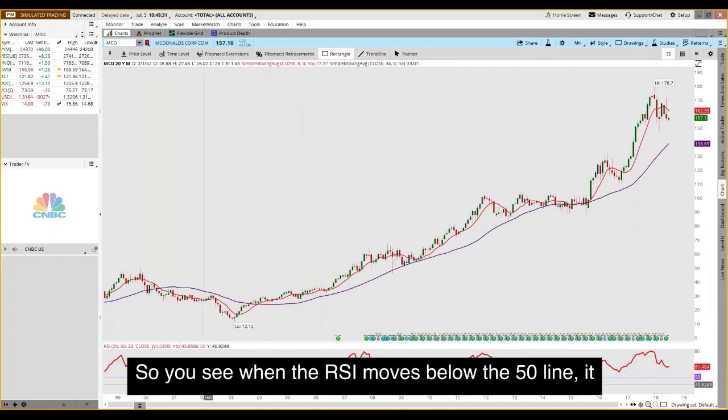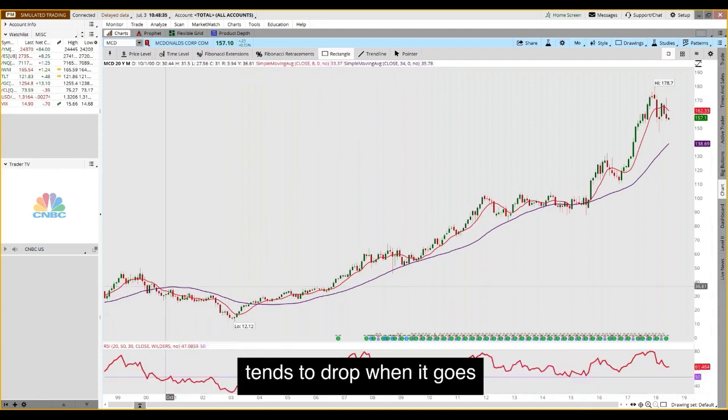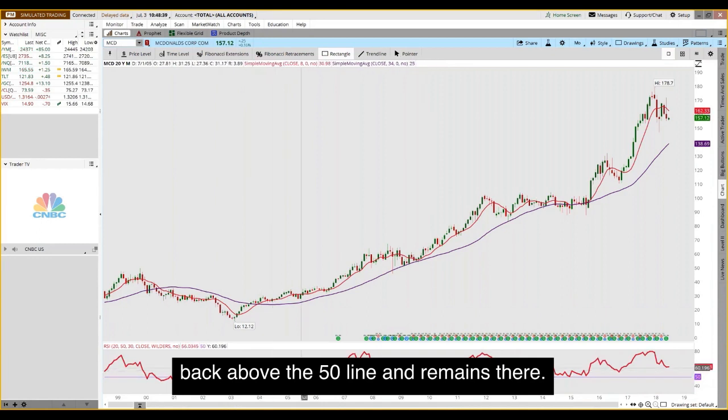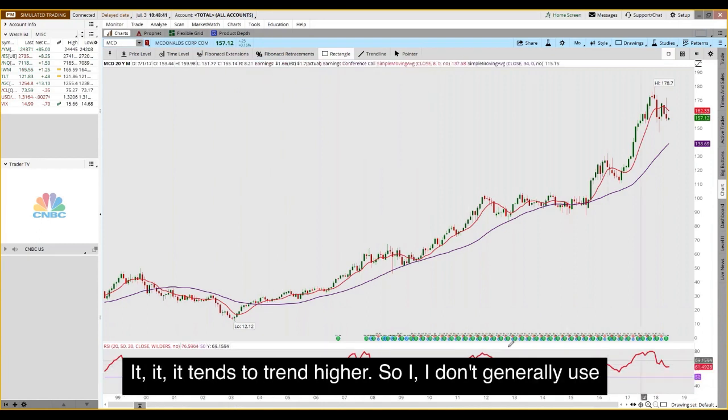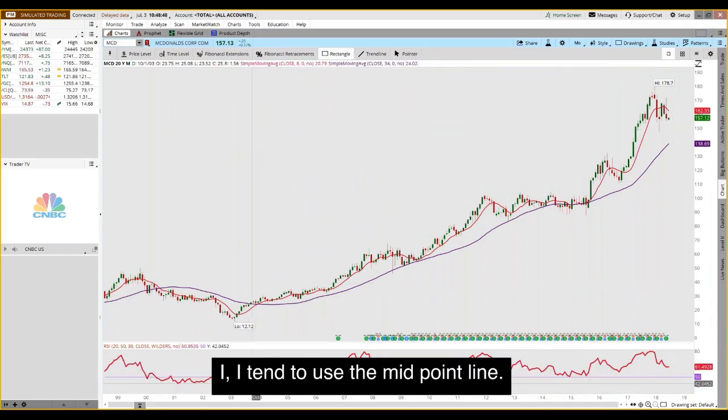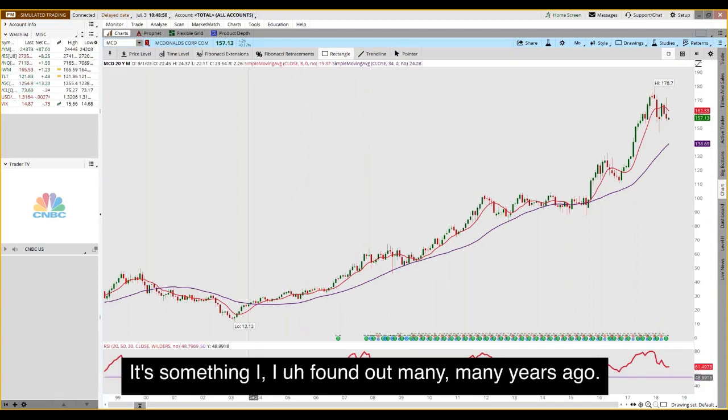So you see when the RSI moves below the 50 line, it tends to drop. When it goes back above the 50 line and remains there, it tends to trend higher. So I don't generally use the overbought and oversold. I tend to use the midpoint line. It's something I found out many years ago.